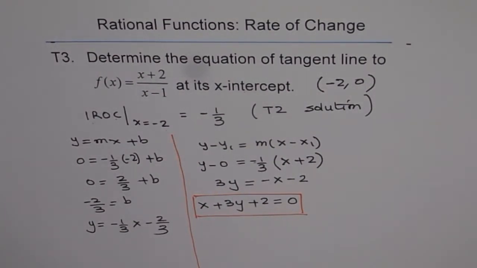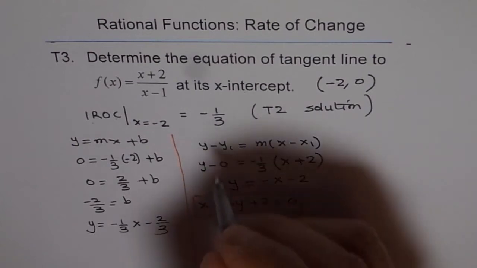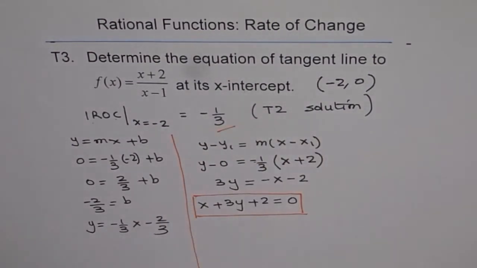So this is in continuation with T1 and T2. In T2 we found the slope and we just applied that here to find the equation of the line. Okay, let's move on to T4.